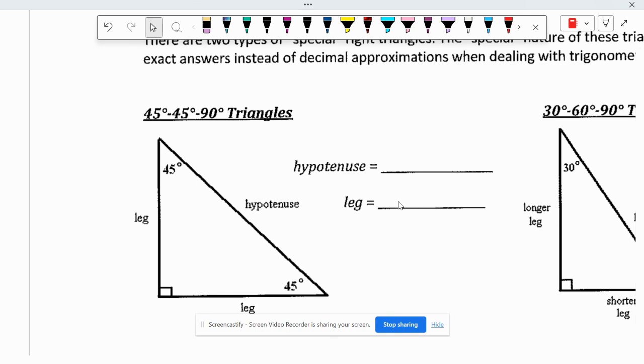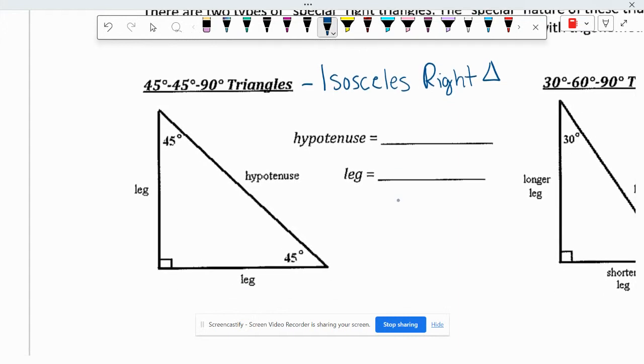Two types of right triangles are special right triangles. The first one is when the angle measures are 45, 45, 90, and this is called an isosceles right triangle. When you have an isosceles right triangle, two of the sides are the same. These two sides that are the same are called the legs.